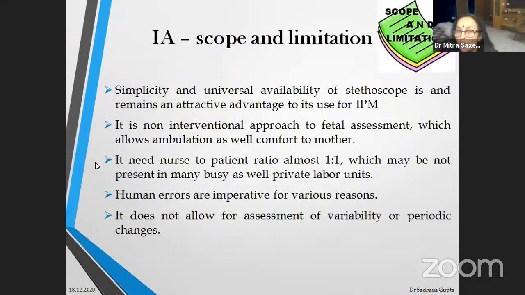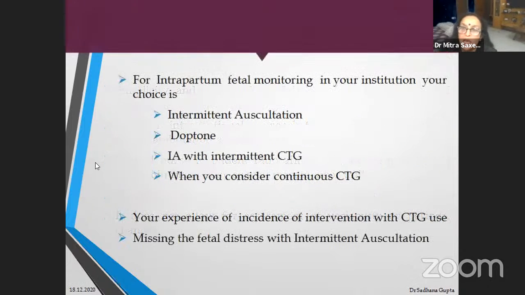Okay. So I will now request Dr. Achala Batra and then Dr. Tamkin to throw light upon this: if you're not doing admission CTG and you're monitoring by intermittent auscultation, what would be the instruction to your juniors, to the nursing staff and the residents?